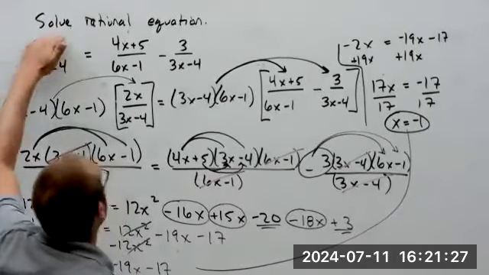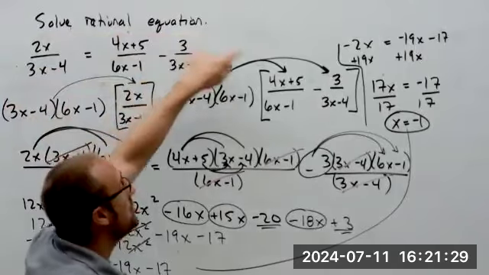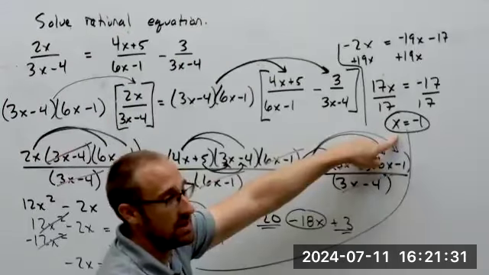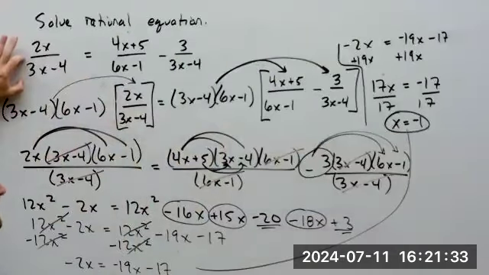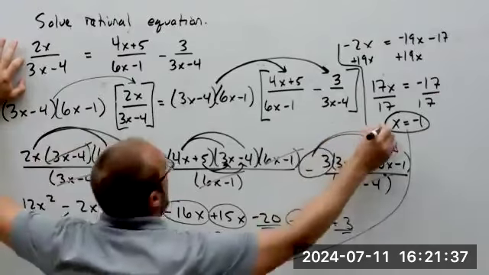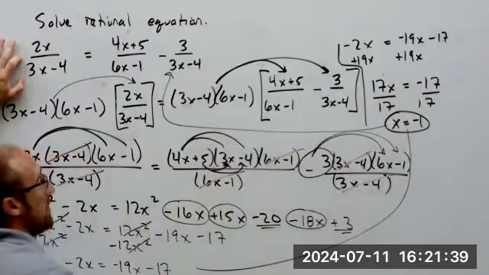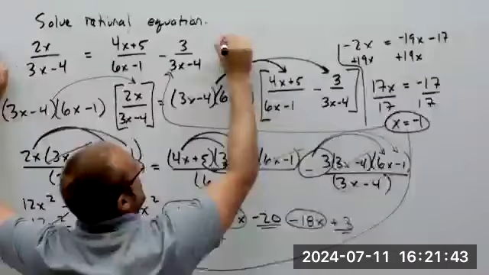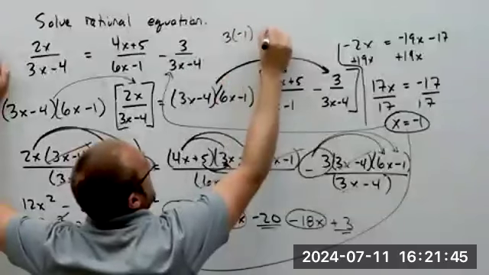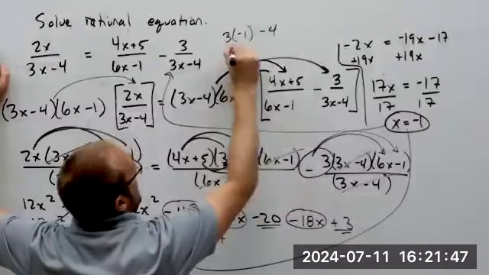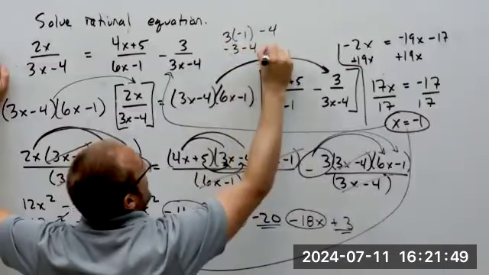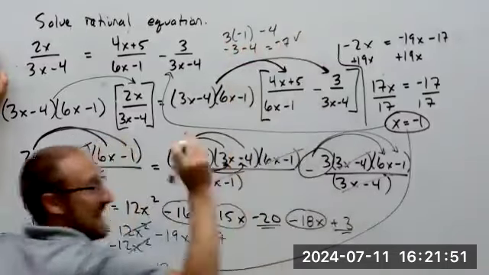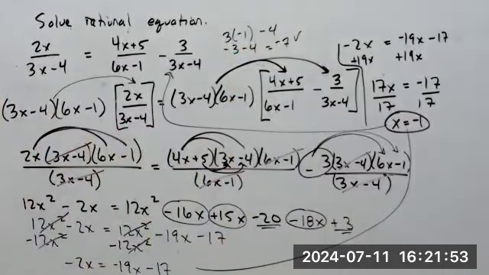When you are solving a rational equation, you need to check your answers at the end. Can you plug in negative 1 into the denominator? So we're plugging negative 1 into the denominator, making sure that we don't hit 0. So can we do 3 times negative 1 minus 4? Well, that's going to be negative 3 minus 4. That's negative 7. Negative 7 is perfectly okay. You just can't have 0.